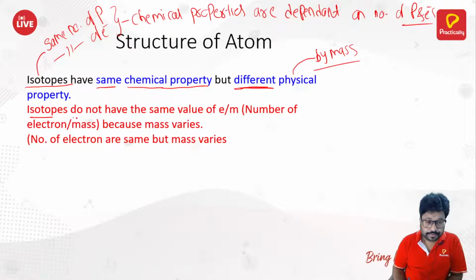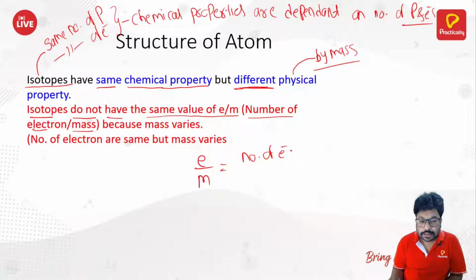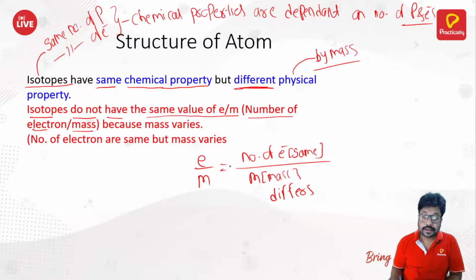Okay. So isotopes do not have same value of E by M. What is E by M? Number of electrons to mass. So number of electrons is same. See, E by M ratio. E means what? Number of electrons. Number of electrons remains same for isotopes. But mass, M is mass. And as I told you, mass is differing. So if the mass differs, even if the numerator remains same, but denominator is changing, because of which the whole E by M ratio changes.